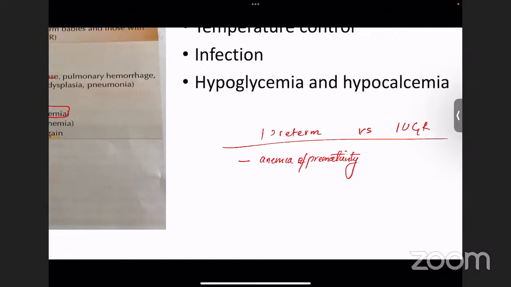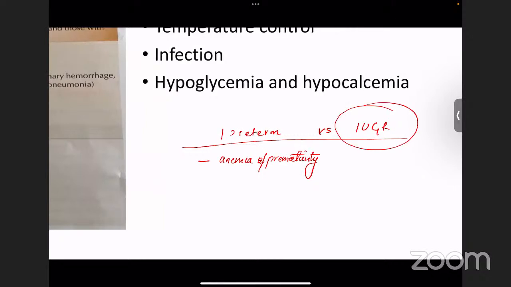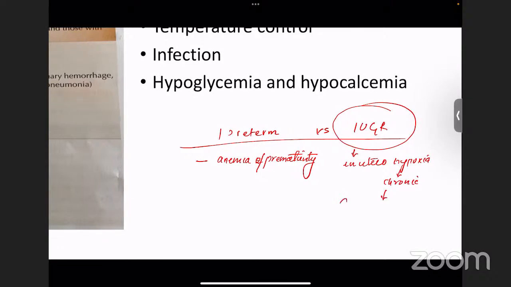Okay. This is one thing, whereas in IUGR, because they suffer from a condition in utero, hypoxia, which is chronic in nature, as a result these children will release erythropoietin in response to hypoxia. Because of the erythropoietin, their RBC mass increases. As a result, they are more prone to polycythemia. And since there is a polycythemia, they will have higher viscosity.